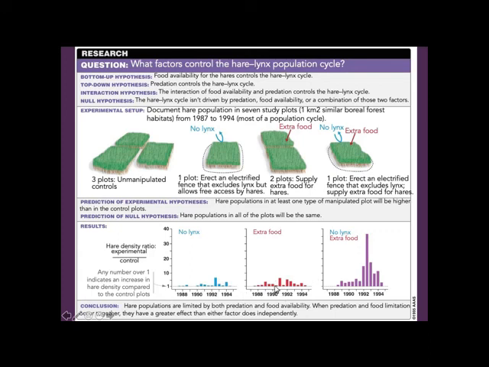What about the extra food? Yeah, I guess that caused a little bit of cycling. What about if you did both? That caused a lot of cycling. Yeah, that caused a lot of cycling. So what you end up finding is that if you manipulate both predation and food limitation, you have a greater effect on hare cycling than either factor does independently. So likely as not, it is a combination of food availability and predators that drives the cycle of the hares.